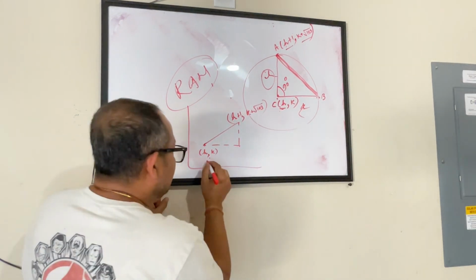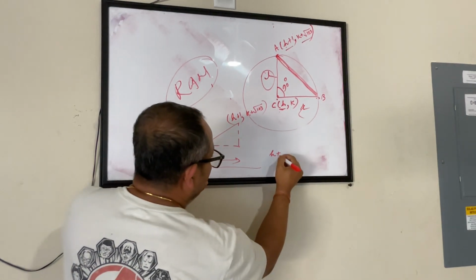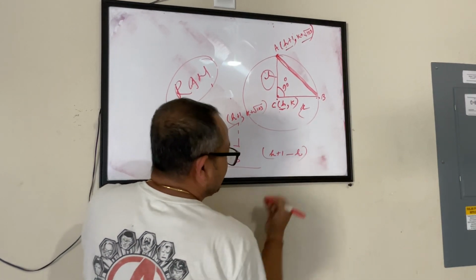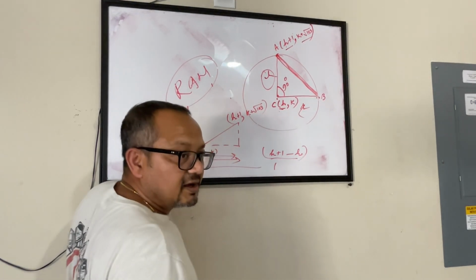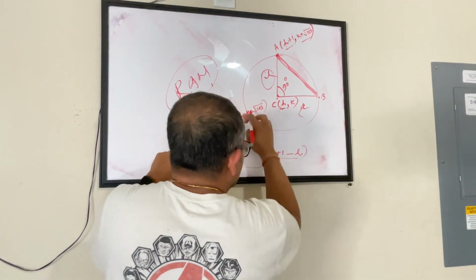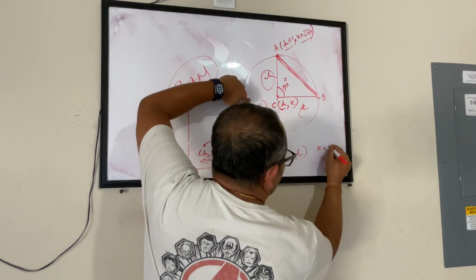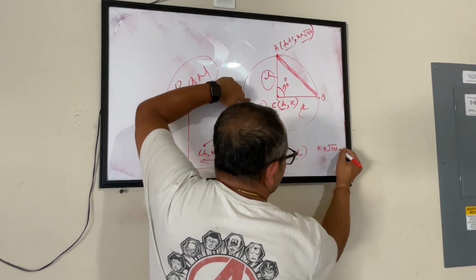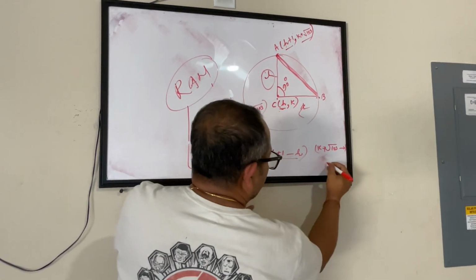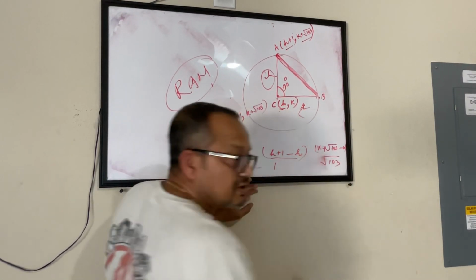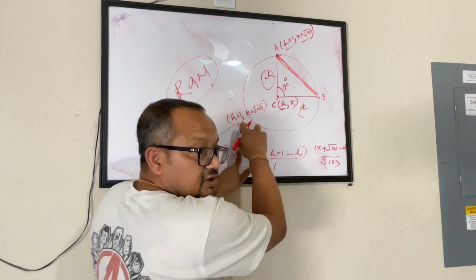Right? So here the difference in x coordinate is how much? h plus 1 minus h. So this is 1. And this height is the y coordinate value. How much has it changed? k plus square root of 103 minus k. So this one gives me square root of 103. So this length is 1 and this length is square root of 103.